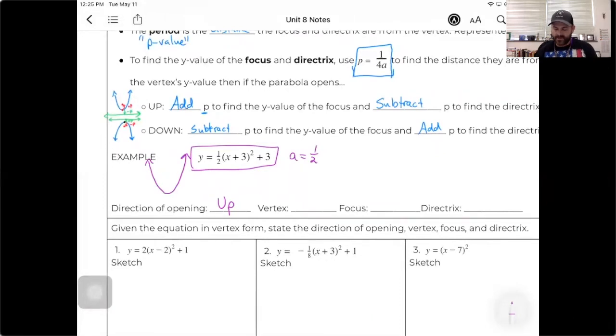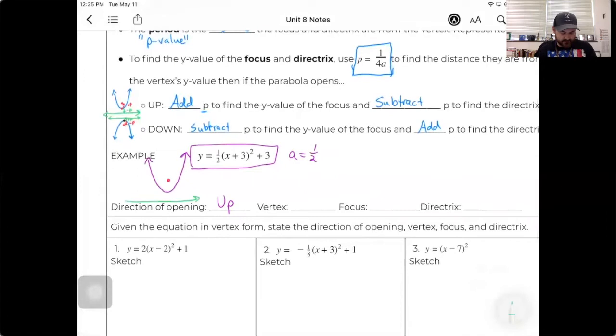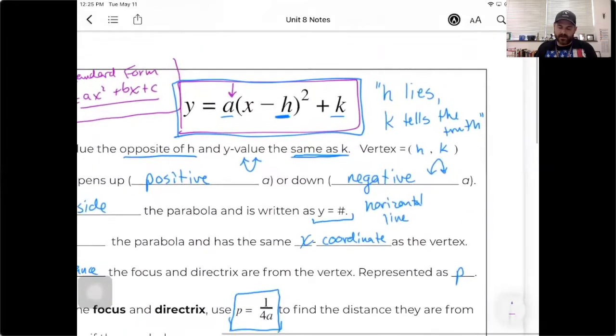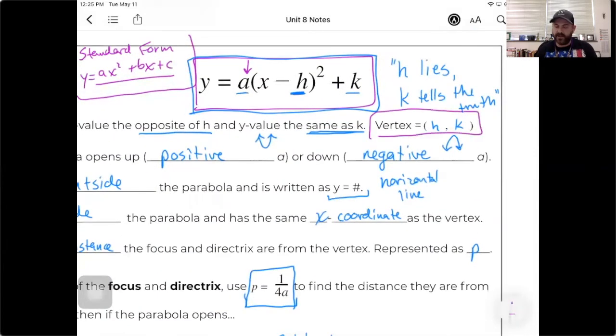It opens up. That means my focus is inside and my directrix is outside. So since this opens up, that's a positive a value that's going to come into play later. What I want to find first is the vertex, because I can just look at this. This +3 represents my h, but remember h lies. K tells the truth. This is my K value out there. There's K. So what I want you to remember is, in our vertex, H lies, K tells the truth.